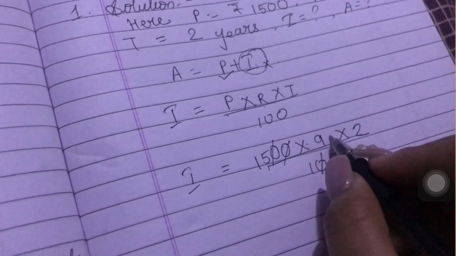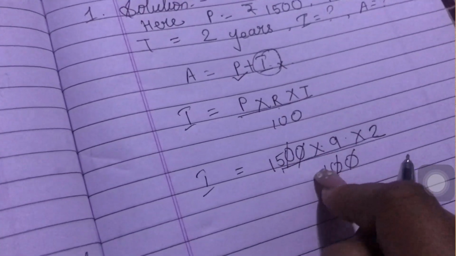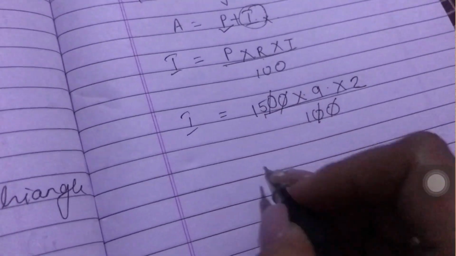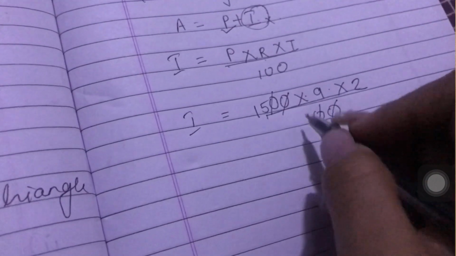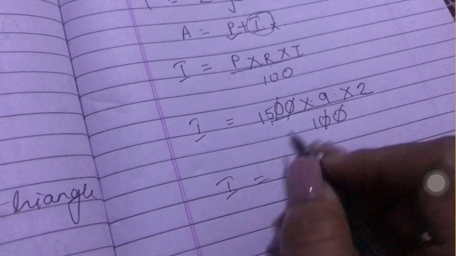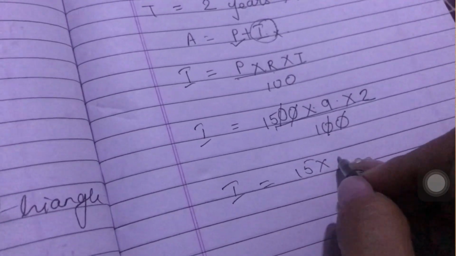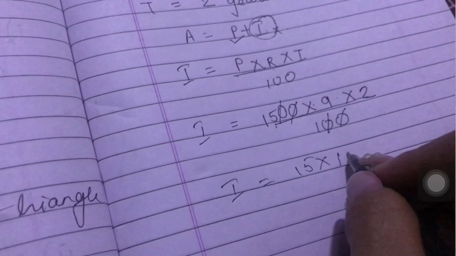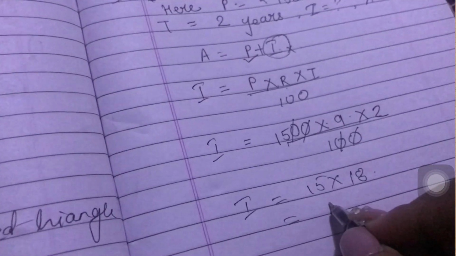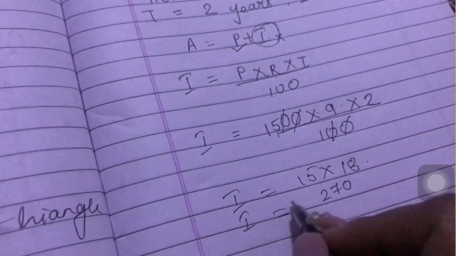Student, never will cancellation happen in multiplication, cut will always be from division, numerator and denominator. Then what is remaining? 15 into 9 into 2. Now simply, 9 2s are 18. Now 15 into 18 is how much, student? 270. So interest I got is 270.